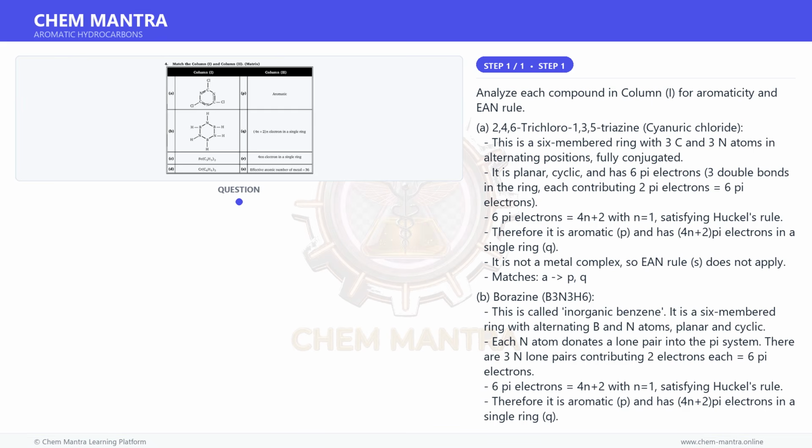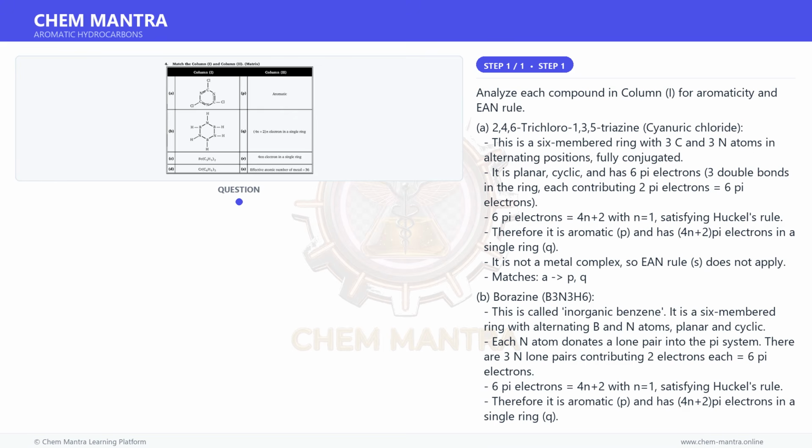A. 2, 4, 6 trichloro 1, 3, 5 triazine, cyanuric chloride. This is a 6-membered ring with 3 C and 3 N atoms in alternating positions, fully conjugated. It is planar, cyclic, and has 6 pi electrons: 3 double bonds in the ring, each contributing 2 pi electrons, is equal to 6 pi electrons. 6 pi electrons is equal to 4n plus 2 with n equal to 1, satisfying Huckel's rule.